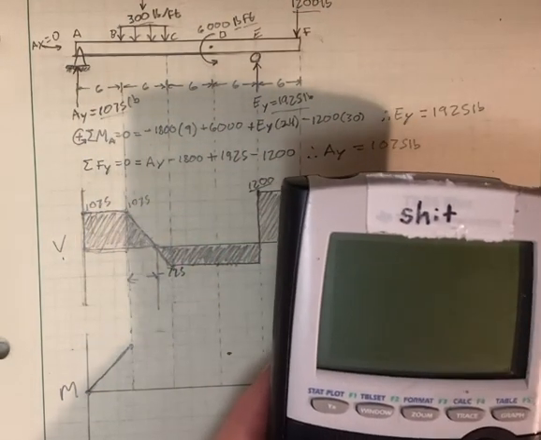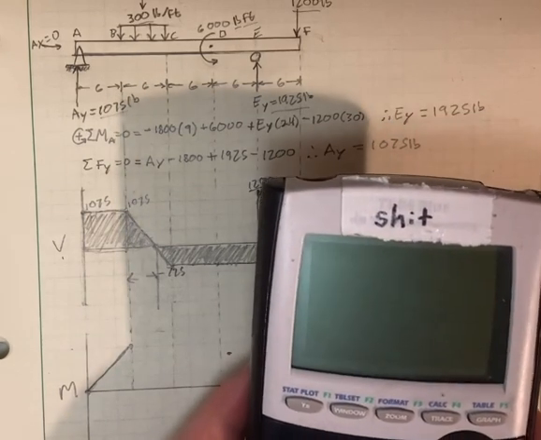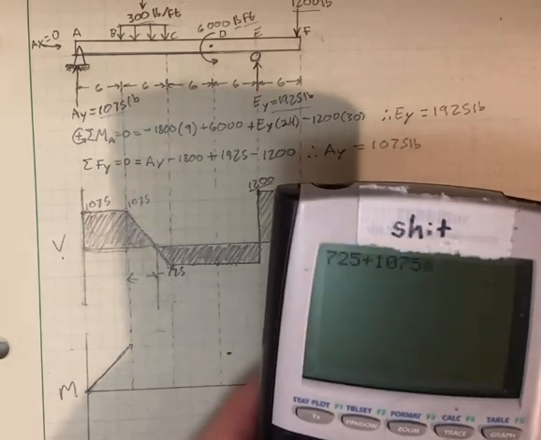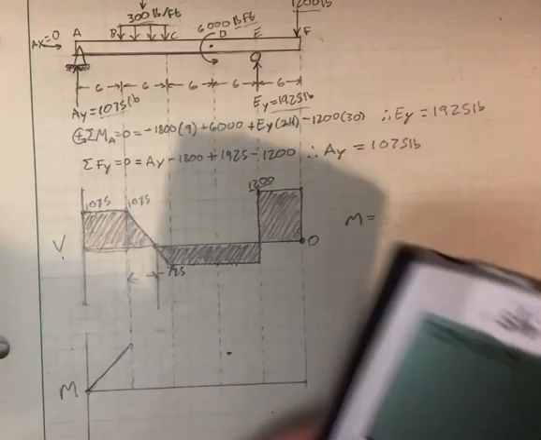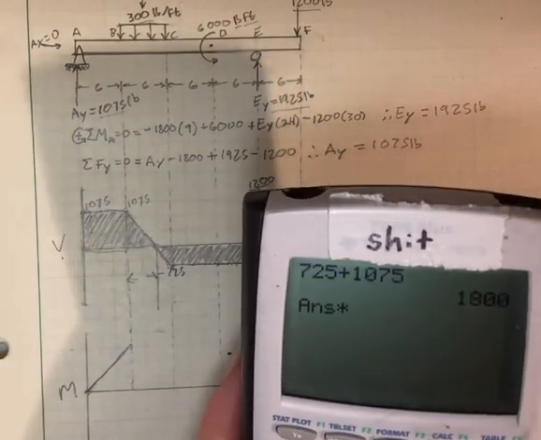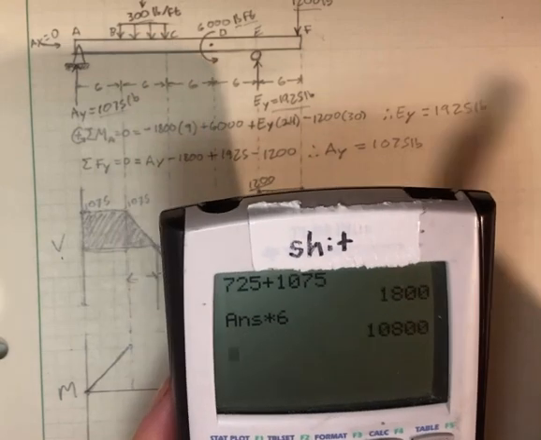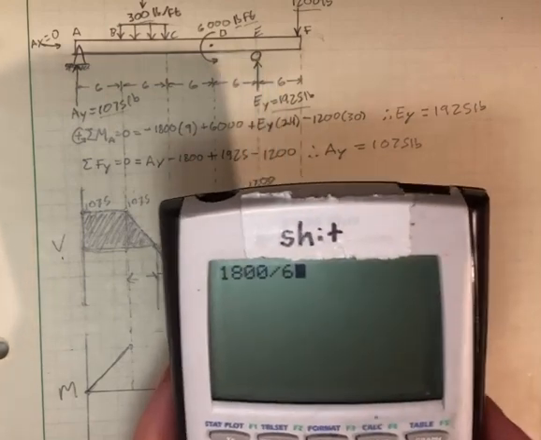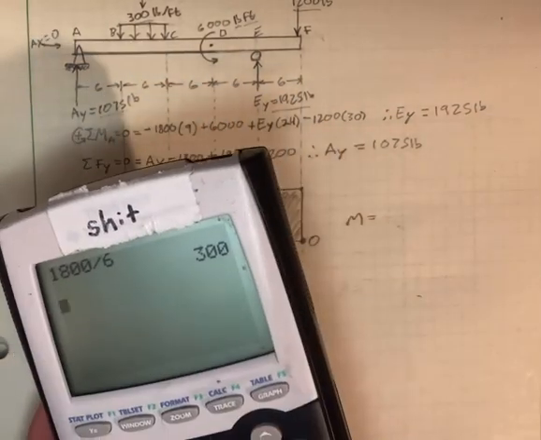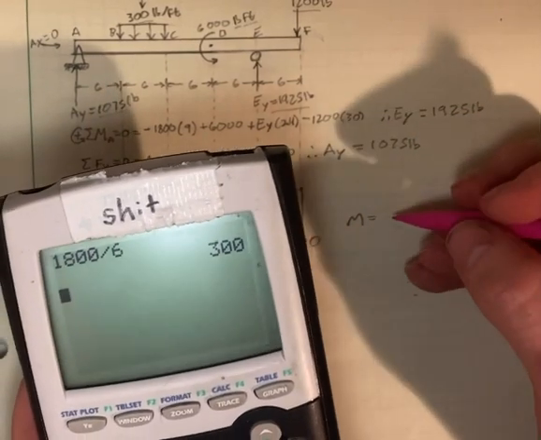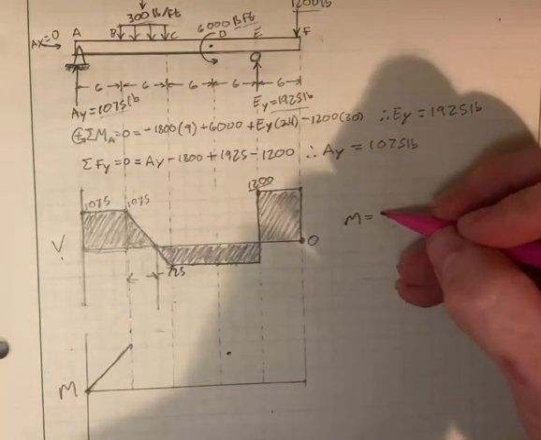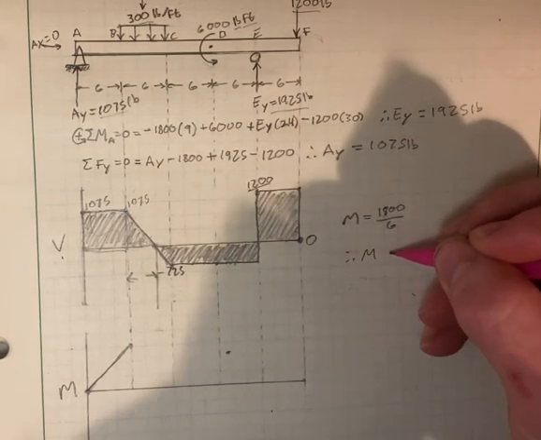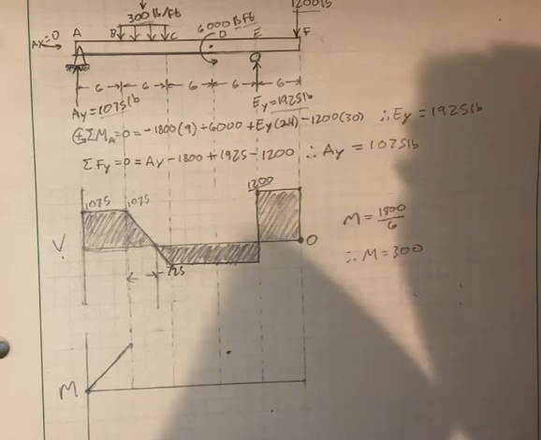Let's see, I'm looking for magnitude here, so 725 plus 1075 gives me 1800 is the rise, over our run, which is 6. So M is 1800 over 6, and the slope is 300, right?